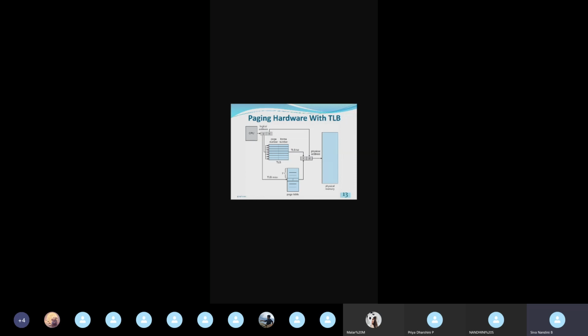TLB miss means the page number and the frame number are not in the TLB. So if it is not in the TLB, we are having a TLB miss. So when the TLB misses, from where do we take the frame number and give it to the physical address? From the page table. So now we'll be obtaining the particular frame number from the page table and giving it to the physical address. Okay. Thus we are using this TLB architecture in this paging mechanism.